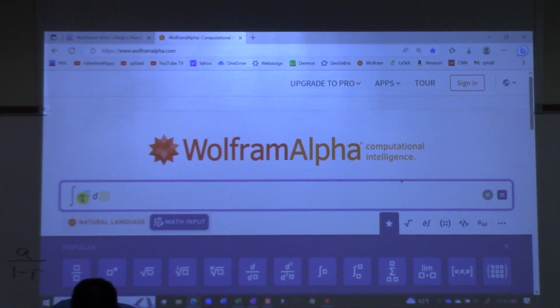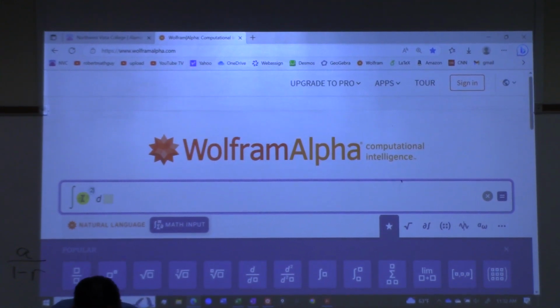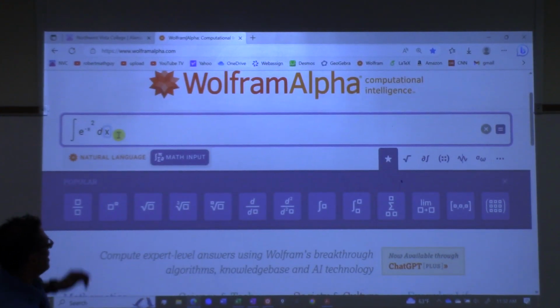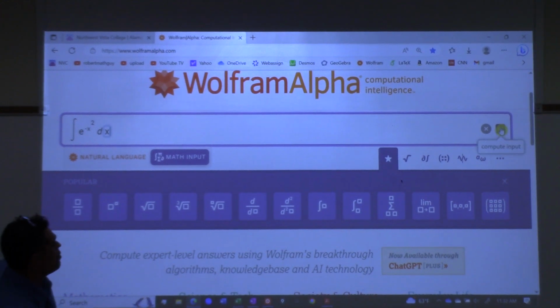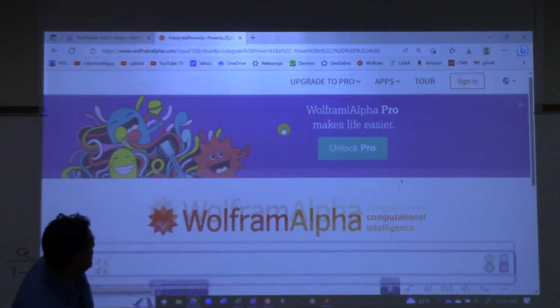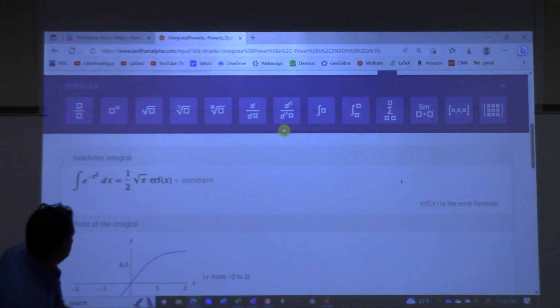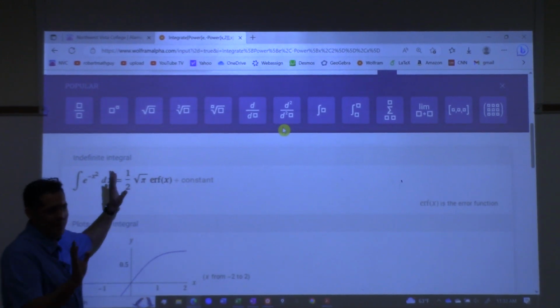e raised to the negative x squared. This is a classic problem because it can't be done by hand. Oops. So that integral right there cannot be done by hand. Like there's no closed form of it. So when I go ask, it gives me the error function, right? So it's just like, can't really do it.